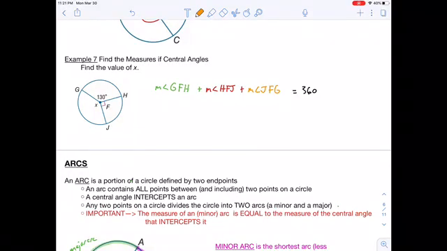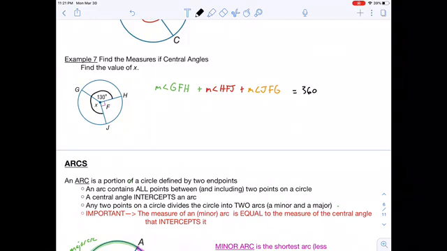All right, moving on to example 7. Now we're talking about central angles of a circle, and the two key points with central angles of a circle. A central angle is any angle whose vertex is at the center of the circle. The second thing about central angles is that the sum of all the non-overlapping central angles sums up to 360 degrees.